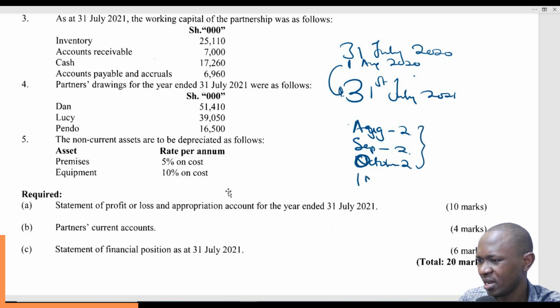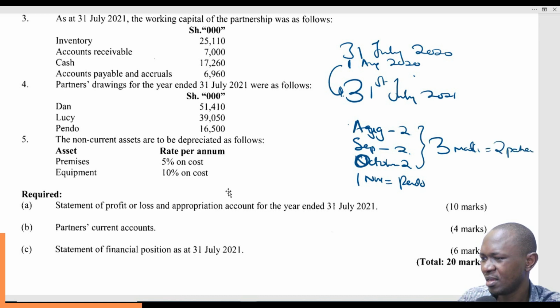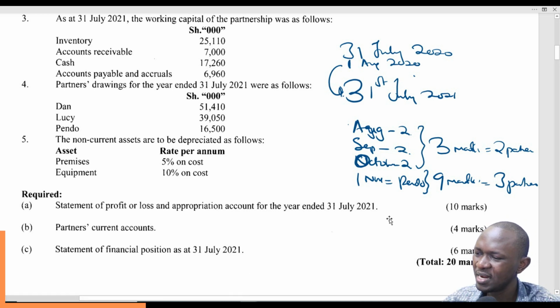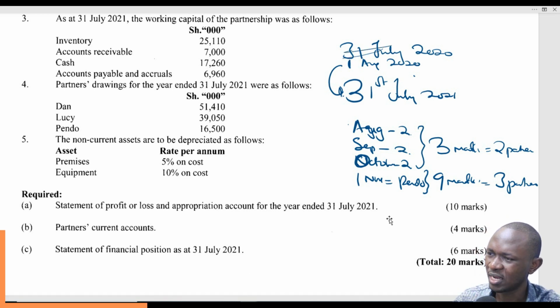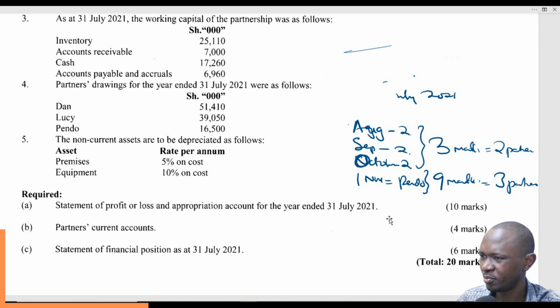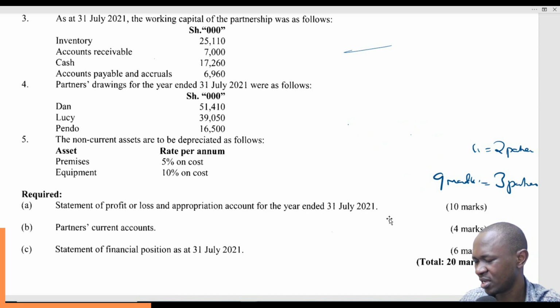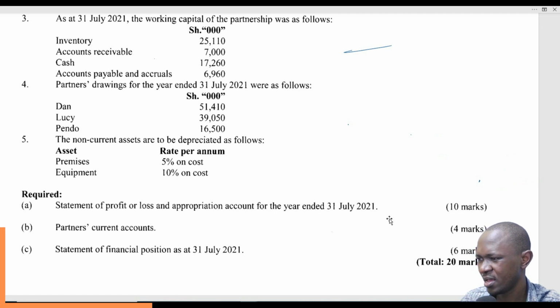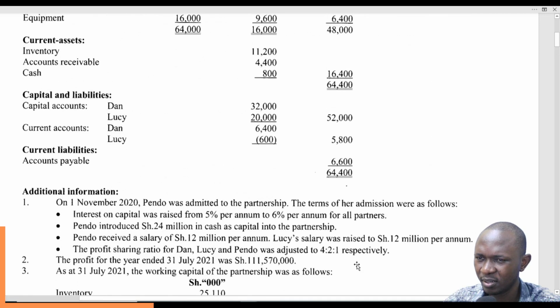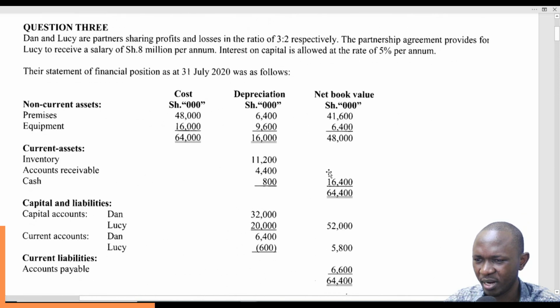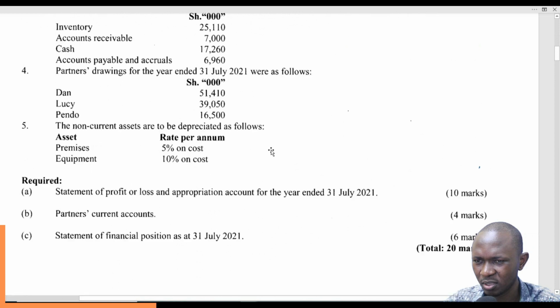So on 1st November they admitted who? Pendo. So it means the first 3 months we had how many partners? 2 partners, and then the remaining 9 months we talk about the 3 partners. So the first 3 months 2 partners, the remaining 9 months the business was run by the 3 partners. That is very important for us to note, that 2 partners only apply in the first 3 months of the business financial year, and the remaining 9 months were done by the 3 partners. Okay, so let's go back to the question again.